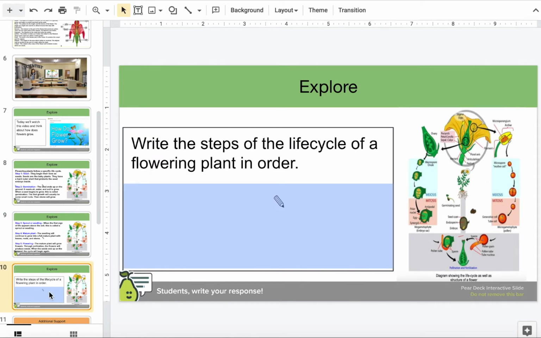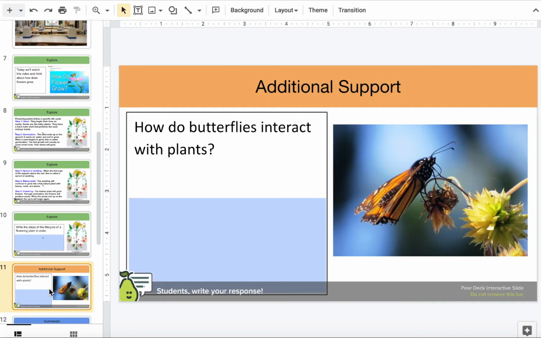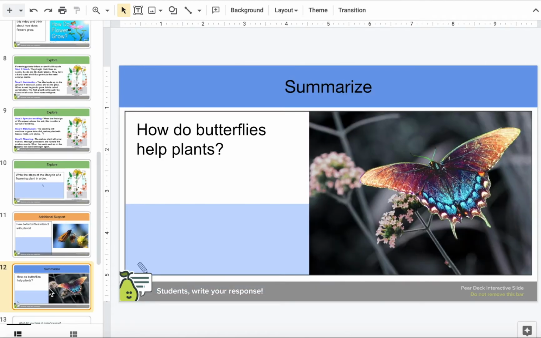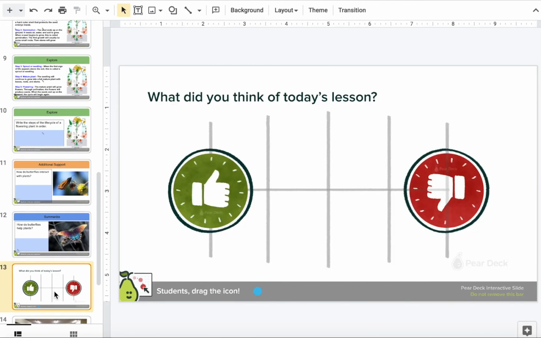Now, science explorers, what you need to do is write the steps of the life cycle of a flowering plant in order. So students, think, think, think. Write your response. Okay, science explorers, we also want to know, how do butterflies interact with plants? Think, think, think, science explorers. Write your response. And to summarize, science explorers, tell us, how do butterflies help plants? Think, think, think, science explorers. Write your response. And finally, what do you think of today's lessons?